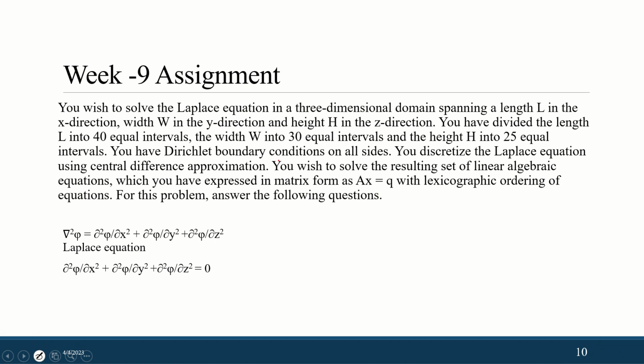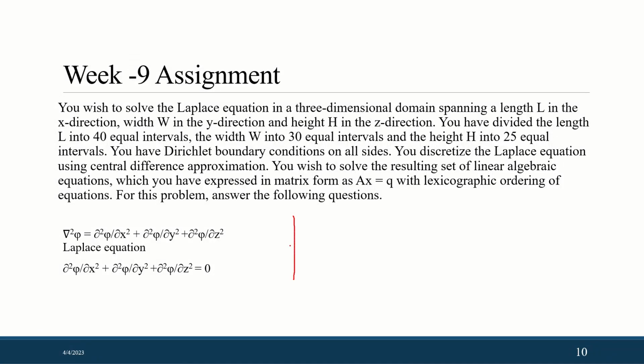You have Dirichlet boundary condition on all sides. You discretize the Laplace equation using central difference approximation. You wish to solve the resulting set of linear algebraic equations, which you have expressed in the matrix form as Ax is equal to Q, with lexicographic ordering of equations. For this problem, answer the following questions.